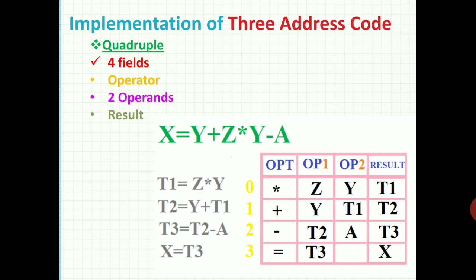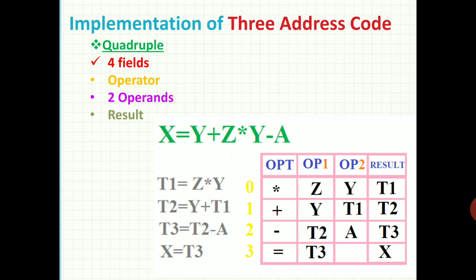Here you can see that in the table there are four columns. The first column is used to represent the operator, the second column is used to represent operand one, the third column is used to represent operand two, and the last column is used to represent the result. There is also an indication for the rows 0, 1, 2, 3.